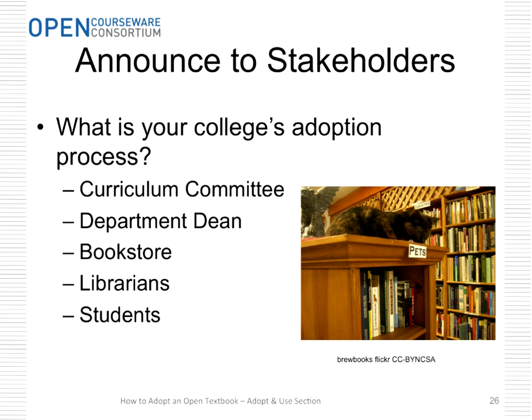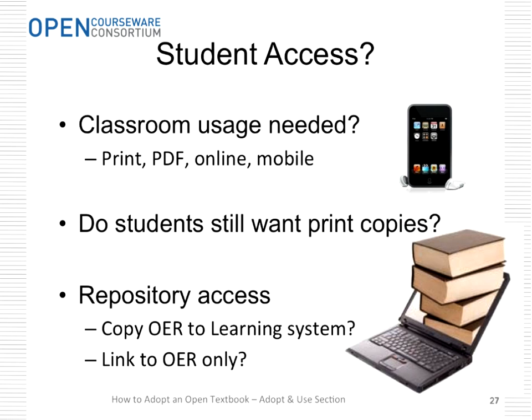In some very small colleges, that's really a very quick process, as I've been told by faculty, where there's one or two members within their department. But if you have a full curriculum committee and you need to talk to your department dean, those are steps that you really want to do early in the process. You also want to make sure your bookstore is aware of that choice so that students don't come in and get the impression that there is no textbook at all. Librarians can be very helpful in this process as well, and students are a key piece of this.